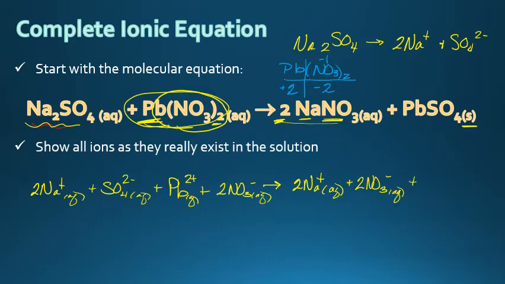Now, notice that that is a solid. That means in solution, it does not exist as ions. So we leave it alone. PbSO4 solid. Ladies and gentlemen, that is a complete ionic equation. Don't forget, it has to stay balanced.